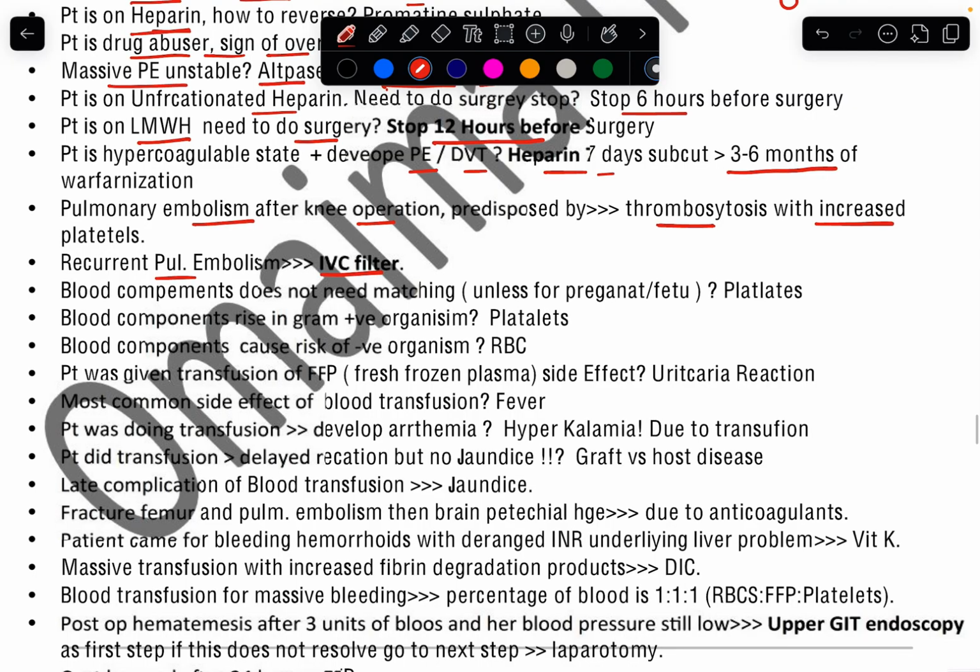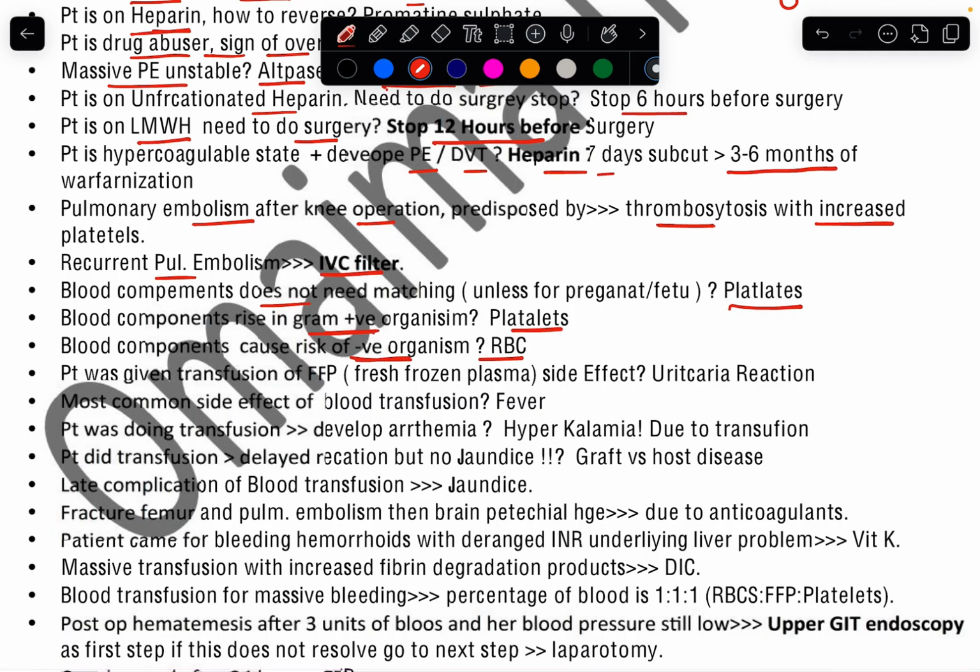Blood components do not need matching. Cross matching is not required for platelets, also fresh frozen plasma, unless for pregnant women or fetus. Blood components raise the risk of gram-positive infection because of platelets. The blood component that causes risk of gram-negative infection is RBC.